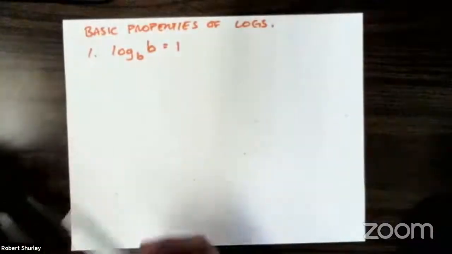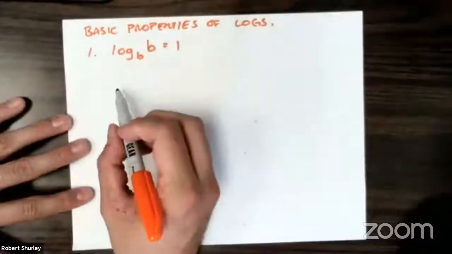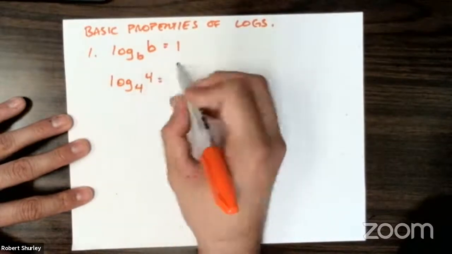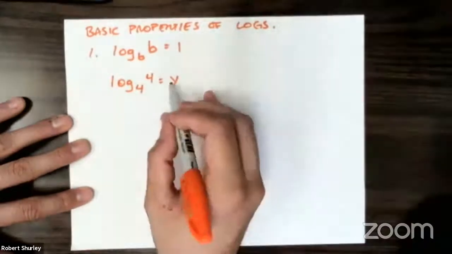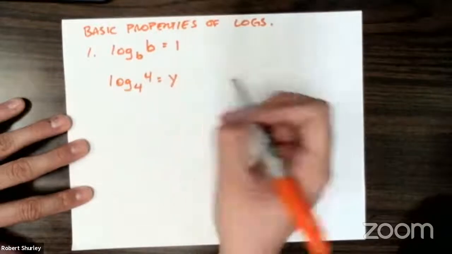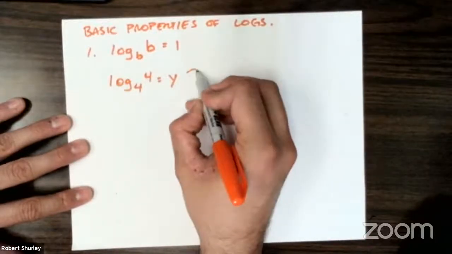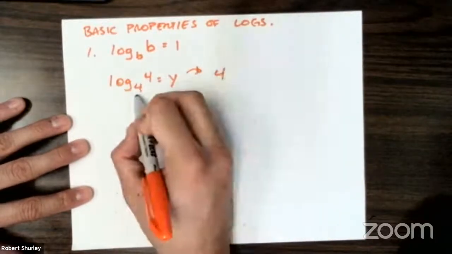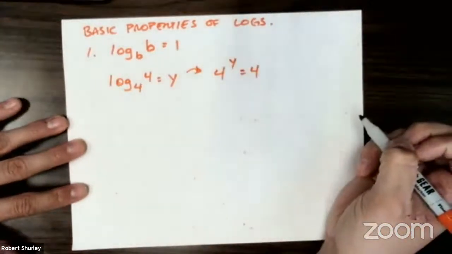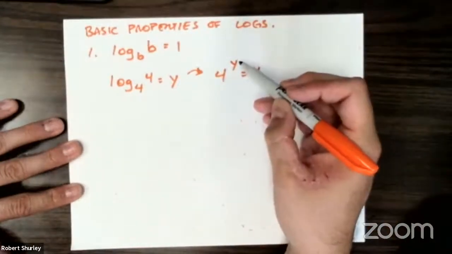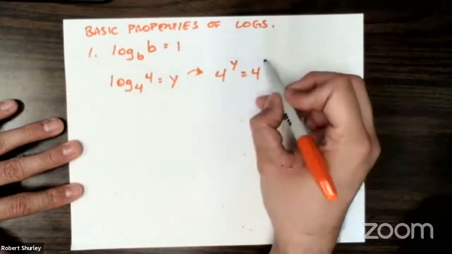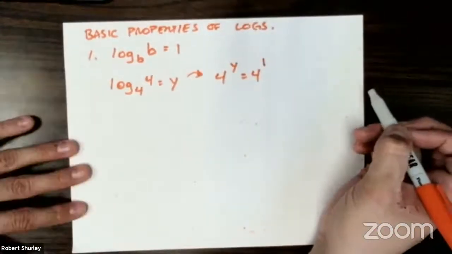So let's look at why this happens. Let's say I started with log base 4 of 4, and it equaled y. I want to show why that's 1. Well, I'm going to write this as an exponent. So as an exponent, this would be 4 raised to the y power equals 4, right? Well, the only exponent that, when you raise the base to it, leaves it the same is 1. So that's where it comes from.